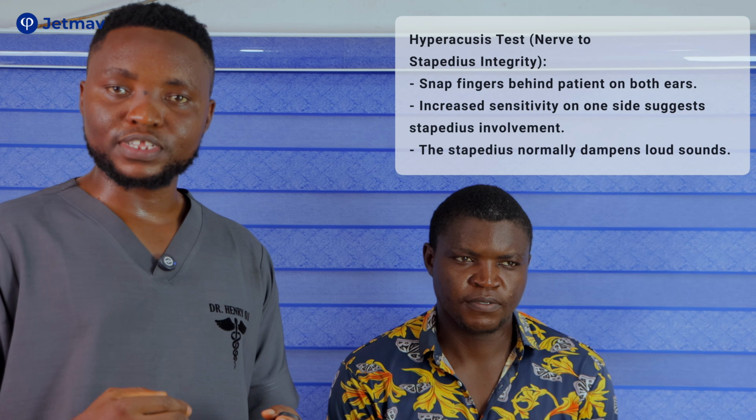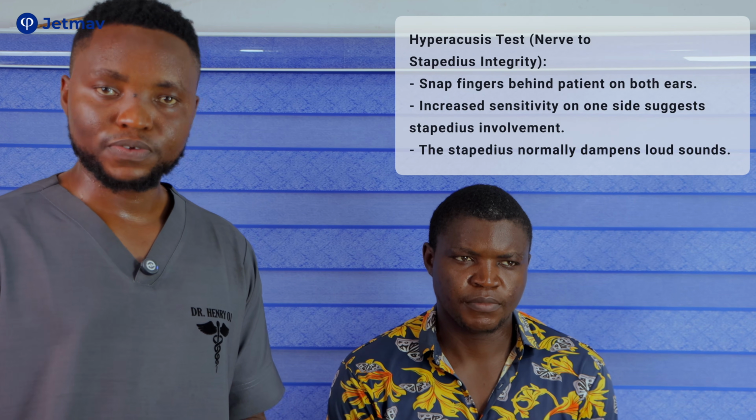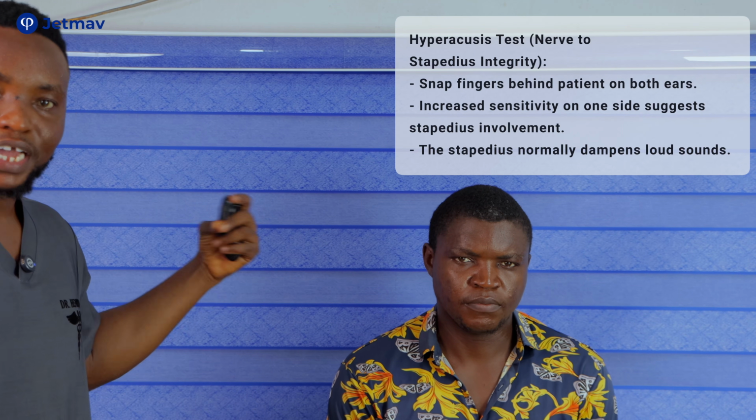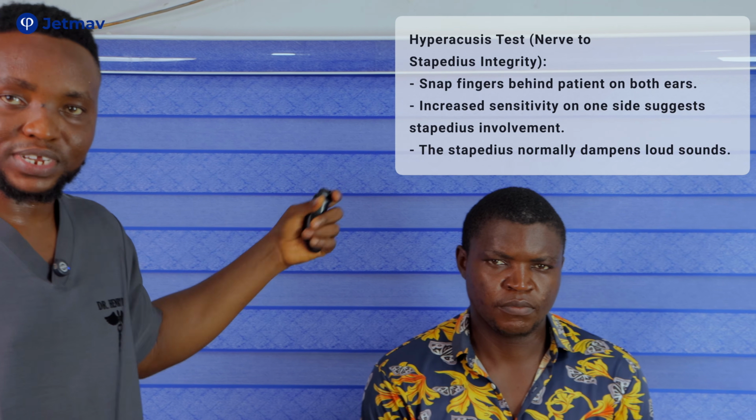Then again, since we are done with facial movement, the next is what we call the hypoglossal test, where we'll test for the integrity of the nerve to stapedius. What we'll do is snap our fingers behind the patient and ask if they heard it, if there's increased sensitivity on any side.